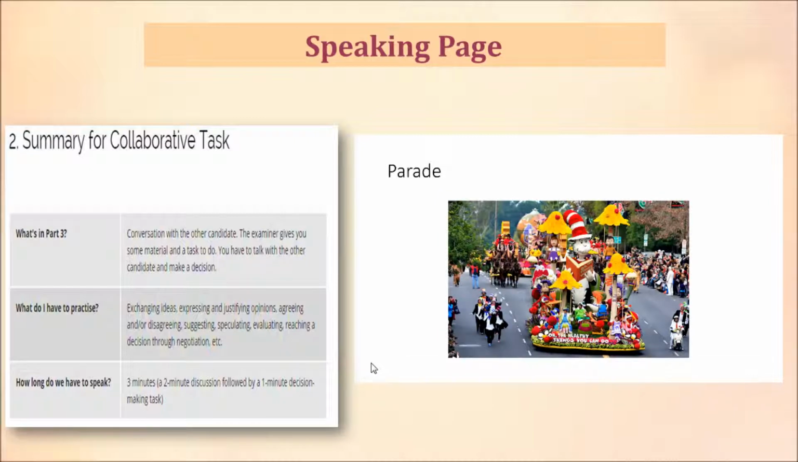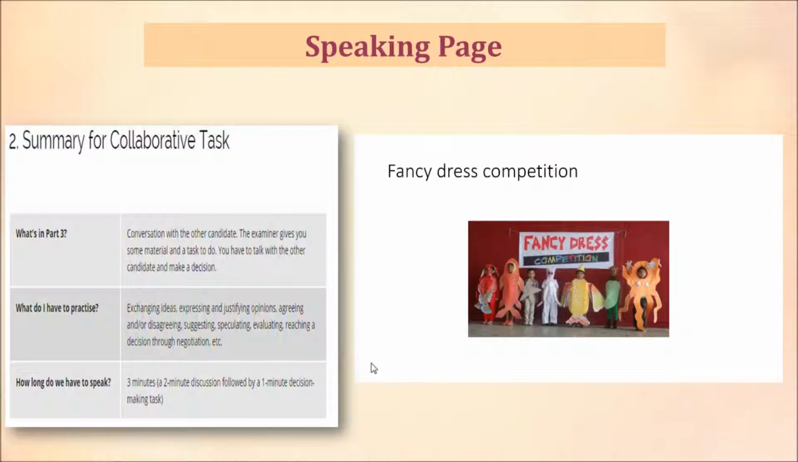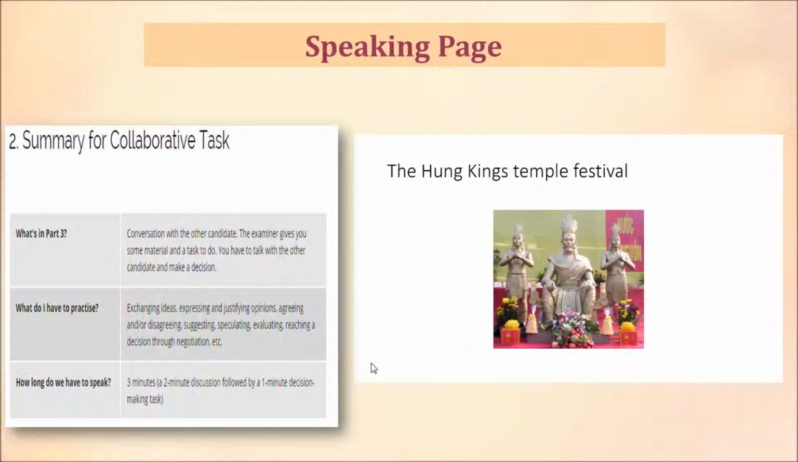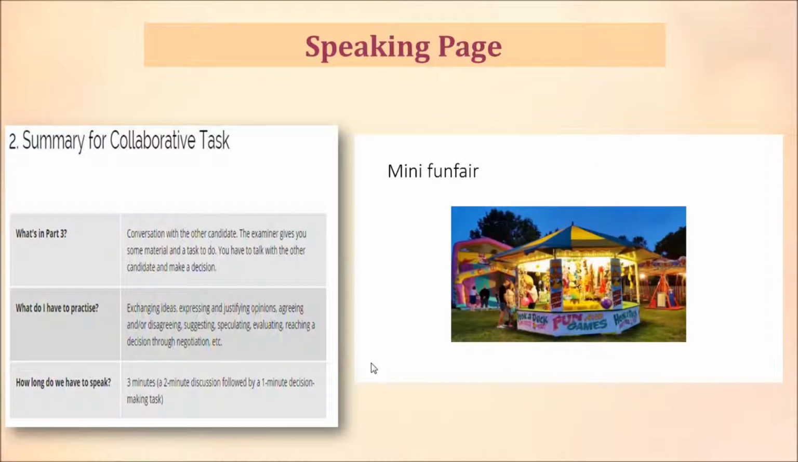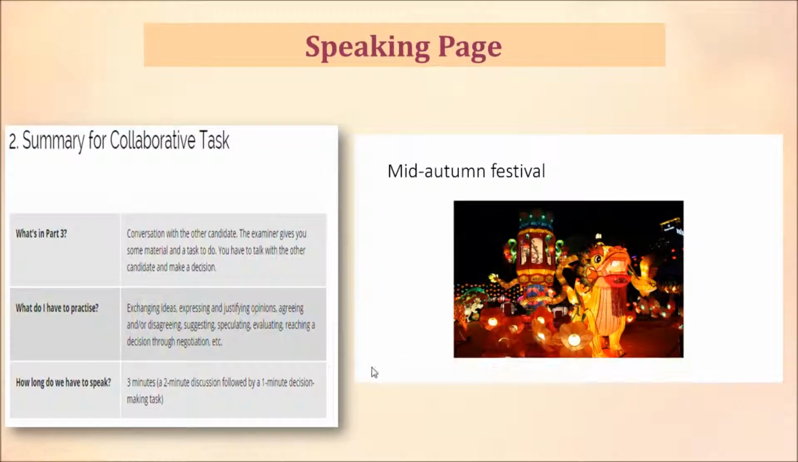Parade. Firework display. Disco. Fancy dress competitions. The Hong Kong Temple Festival. Mini Fun Fair. Red Autumn Festival. We give students some background knowledge about the festival, about the event, and after they have learned some useful language and vocabulary, the students for this speaking skill will practice with their friends outside the class or in the class.